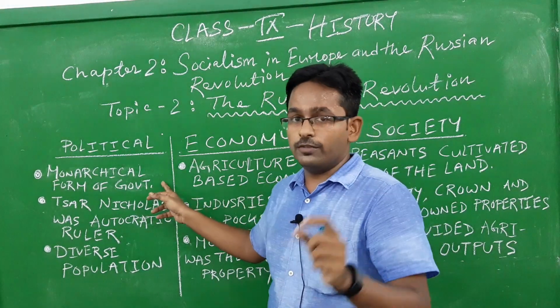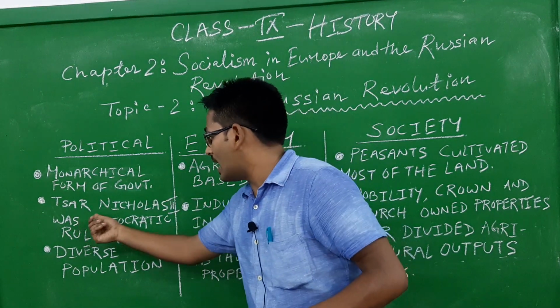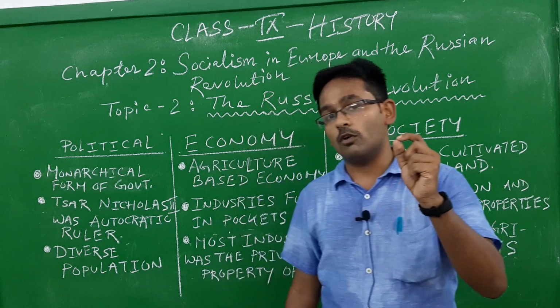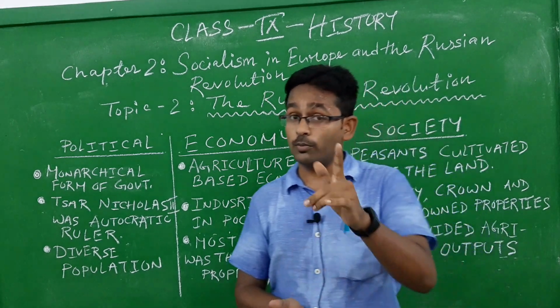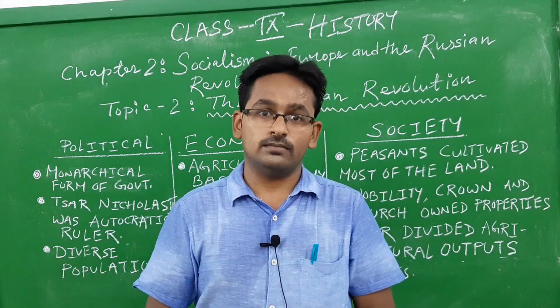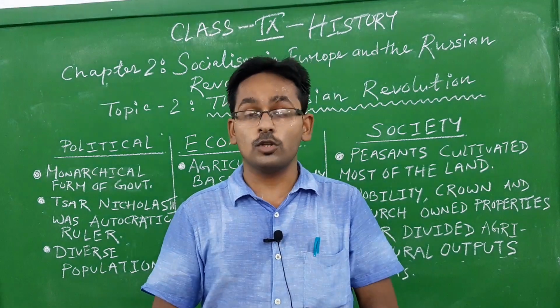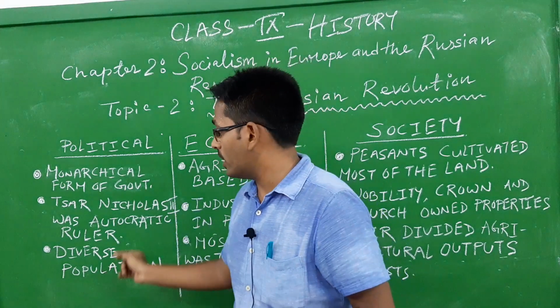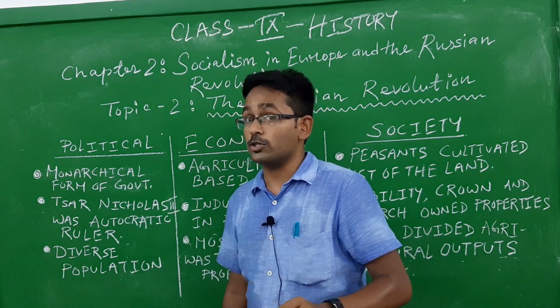The ruler of the Romanov dynasty was Tsar Nicholas II, an autocratic ruler. I hope you know that during the time of Louis XVI, the French Revolution occurred. So, the Russian Revolution occurred during the time of Tsar Nicholas II.